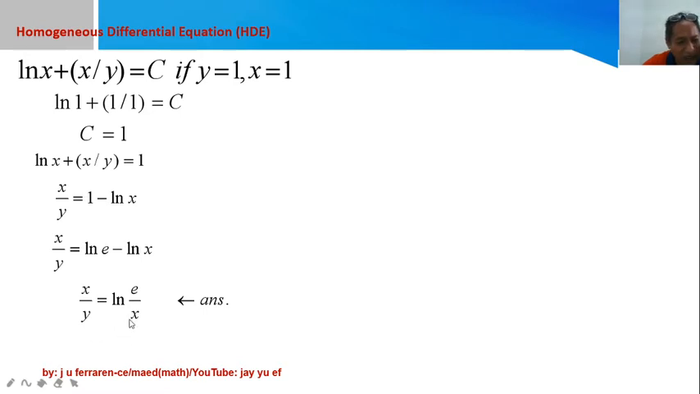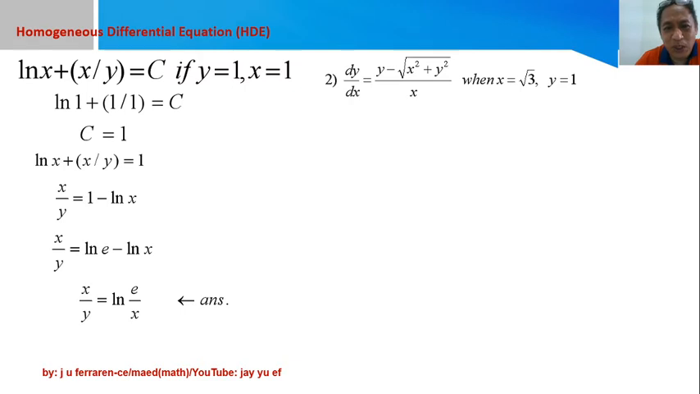Okay, so that looks almost similar with the left. So you can have this as your answer. If you want to remove the ln, so what are you going to do? Take an exponential both sides. Anyway, so maybe you need more examples.